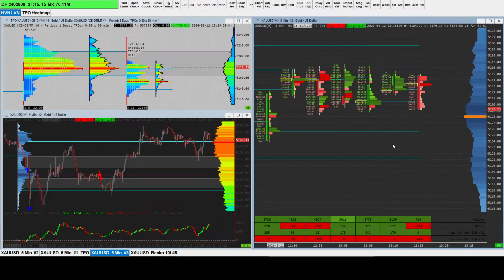Come on. Can we get a dip in price? If we can get a dip in price, definitely I'll look to buy this.